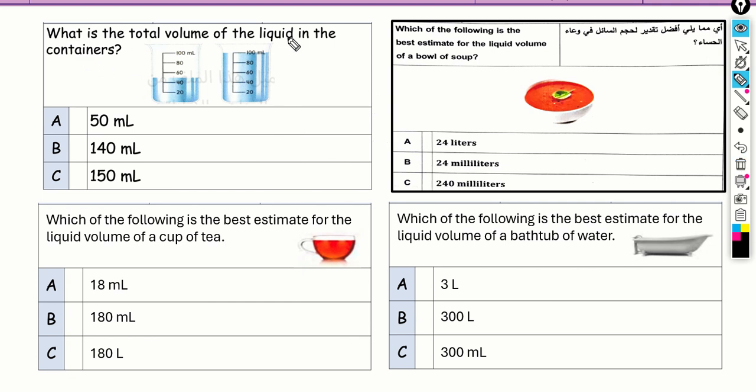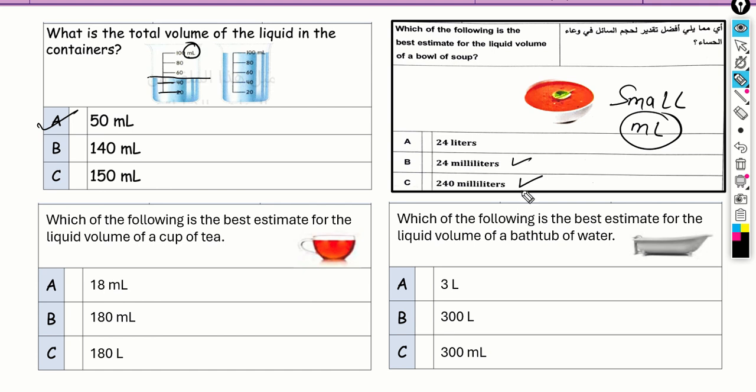Now what is the total volume of the liquid in the container? Here, this is 20, 40, and this is in the middle, so that is 50 milliliter. How do I know the unit? Here, ml. Second, which of the following is the best estimate for the liquid volume of a bowl of soup? You go to a restaurant, right? You see a small bowl. Bowl is a small one, so will it be in liter or milliliter? Obviously, when we say small, it will be in milliliter. Now think how much. Will it be 24 milliliter or 240 milliliter?